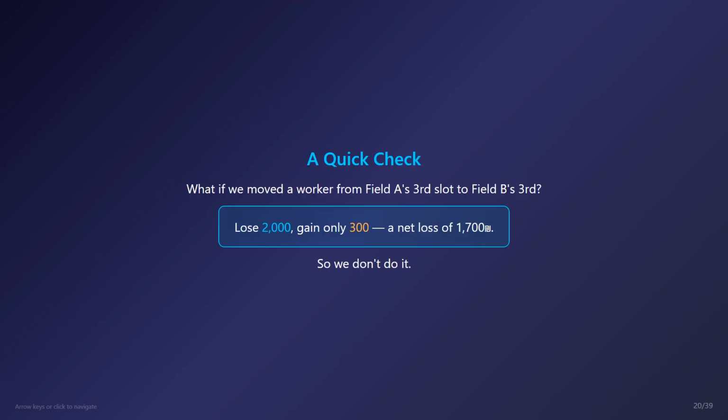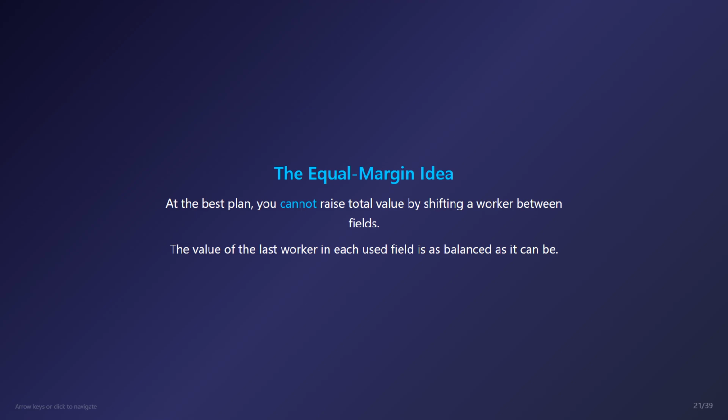Let's double check with a swap. What if we moved a worker from Field A's third slot to Field B's third slot? We'd lose 2,000 and gain only 300, a net loss of 1,700 shekels. So of course we don't. This is the key idea. At the best plan, you cannot raise total value by shifting a worker from one field to the other.